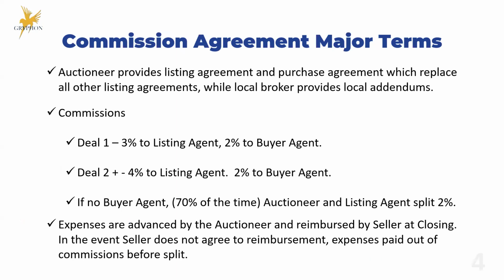So the major terms in our commission agreement are that we're going to provide these documents, which are going to replace any other document. So, for example, we would not have 2 listing agreements. We would have an auction listing agreement and then just the addendums.